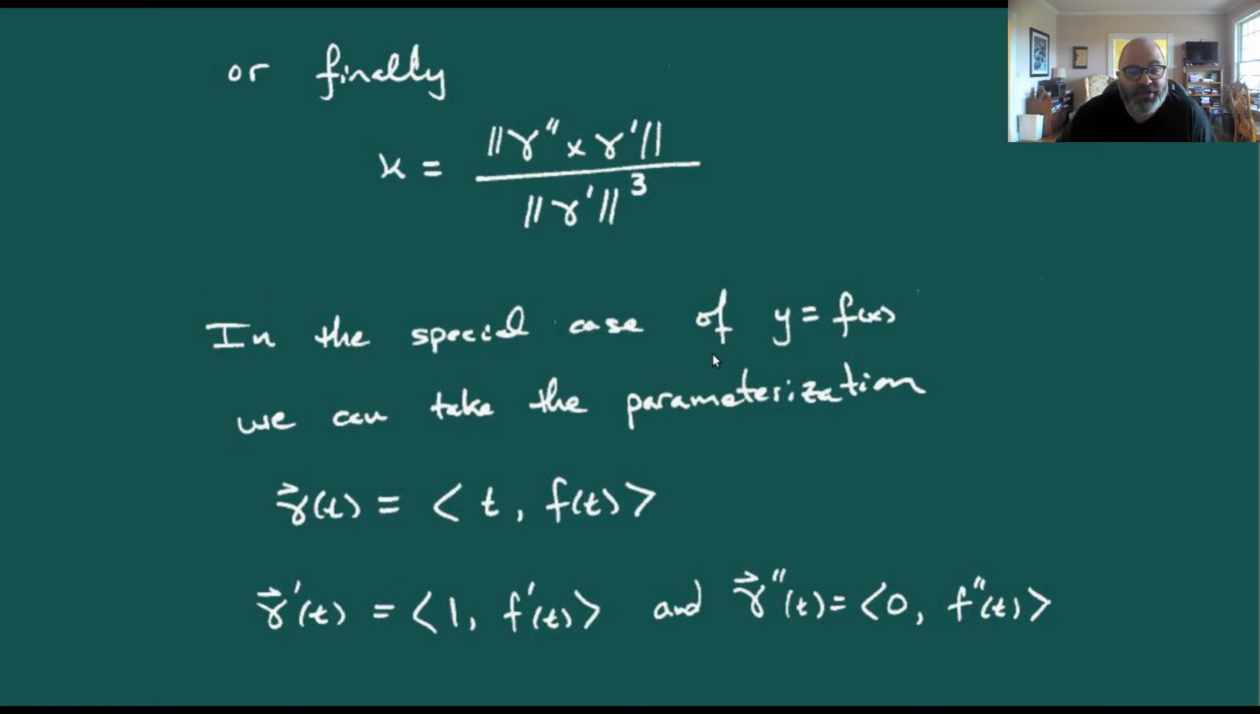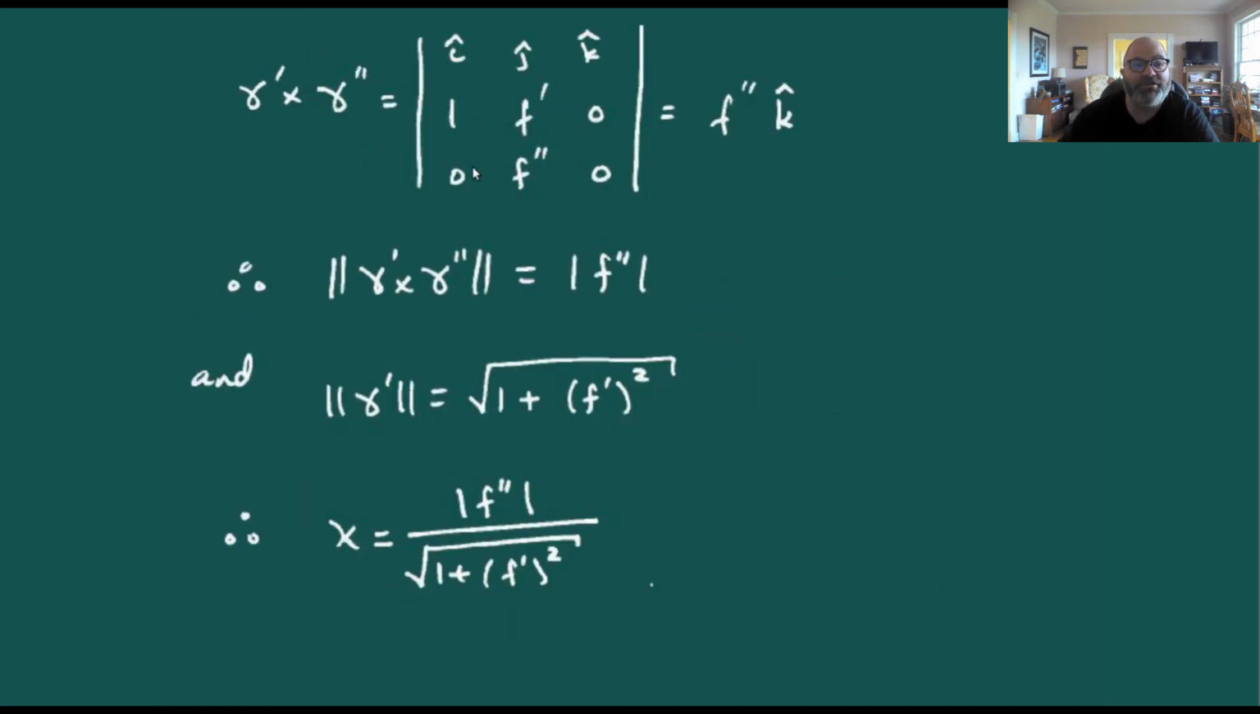Now, if we look at the special case where we have y as a function of x, then we can just take the parameterization gamma of t with x being t and y being f of t. Well, we take the derivative, so we get (1, f prime). We take the second derivative, we get (0, f double prime). And basically, we just plug into that formula.